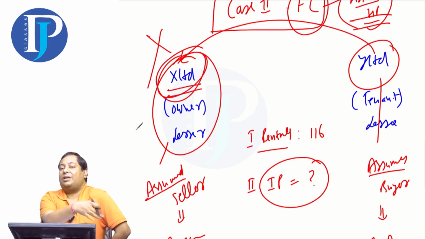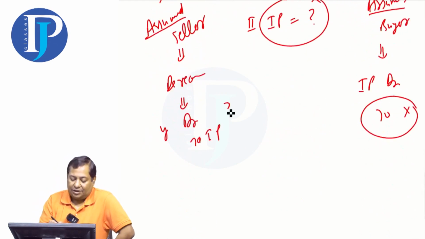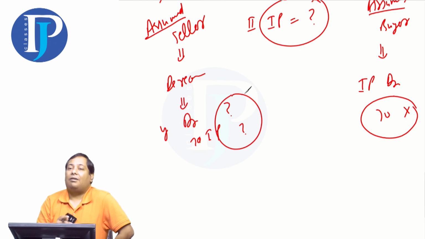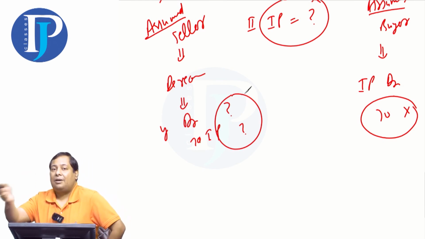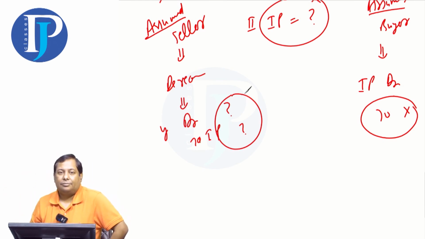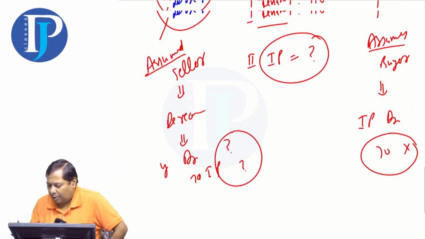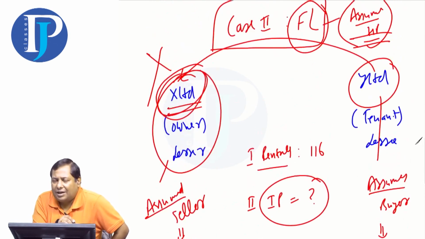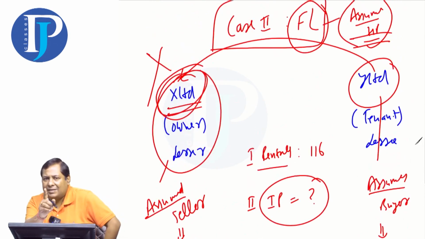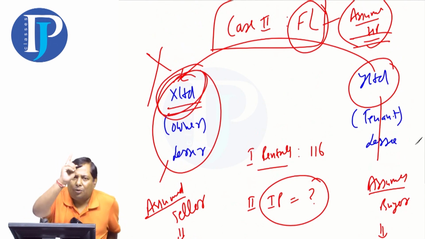He derecognizes his property. Now don't ask me, sir, at what value will it be recognized? To find the value, we will discuss 116. But I will tell you further, I will discuss this in Ind AS 40 later. Now don't chase after this value, just focus. Who owns this property? Does X have the property? No. In the finance lease, X derecognized their property.